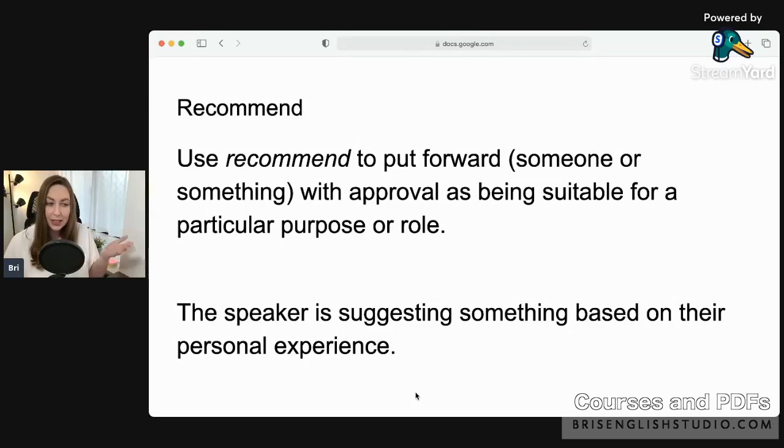I recommend this hotel because I stayed there before. I recommend this dish because it's really delicious. I've had it before. Okay? So when we use recommend, the speaker is usually coming from their own experience and they think that this will be something that is suitable.